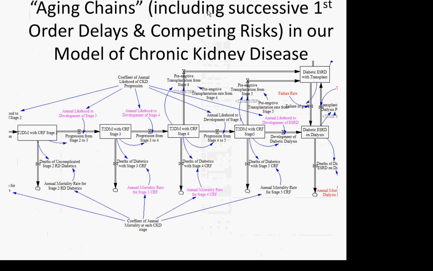And then a stage of AIDS. And each of them you model as a first order delay, and you string them together to capture the progression between these. So in system dynamics modeling, building up structures of first order delays, possibly with competing risks effects like we saw earlier, allows us to capture these processes which involve staging.